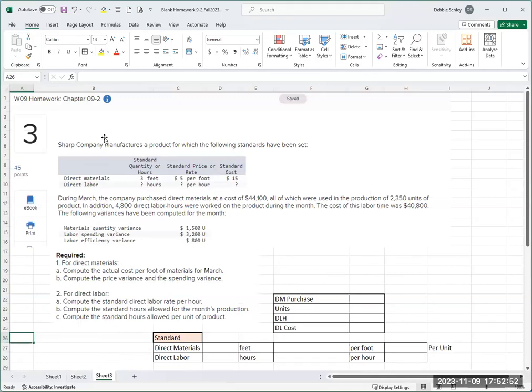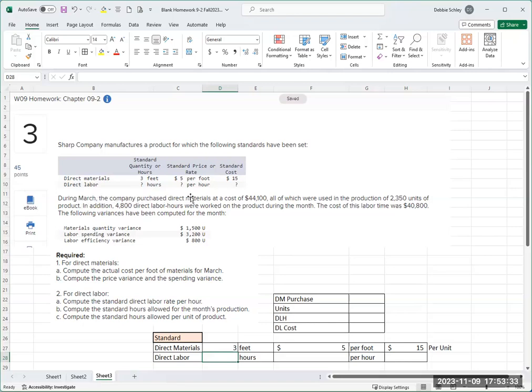Question 3. Sharp Company manufactures a product for which the following standards have been set. So standard quantity of hours, standard price or rate, and standard cost. So direct material is 3 feet per unit at a cost of $5 per foot at a standard cost of $15 per unit. And then they don't tell me direct labor, so I'm going to have to figure that out.